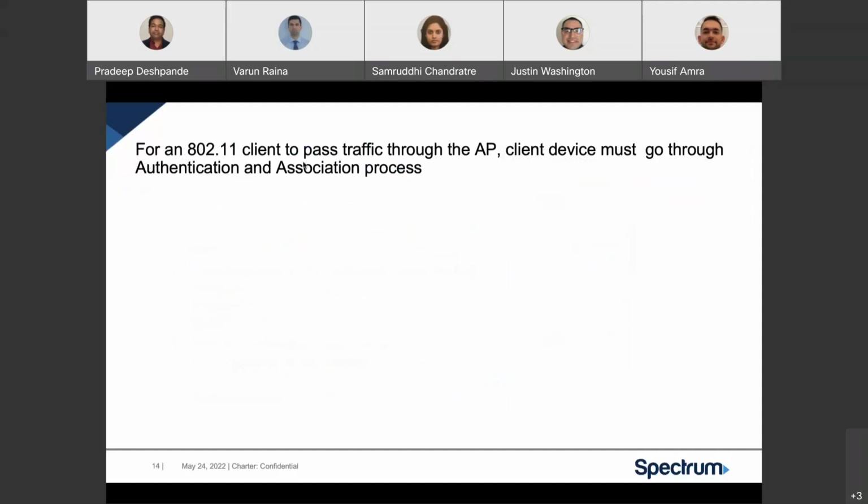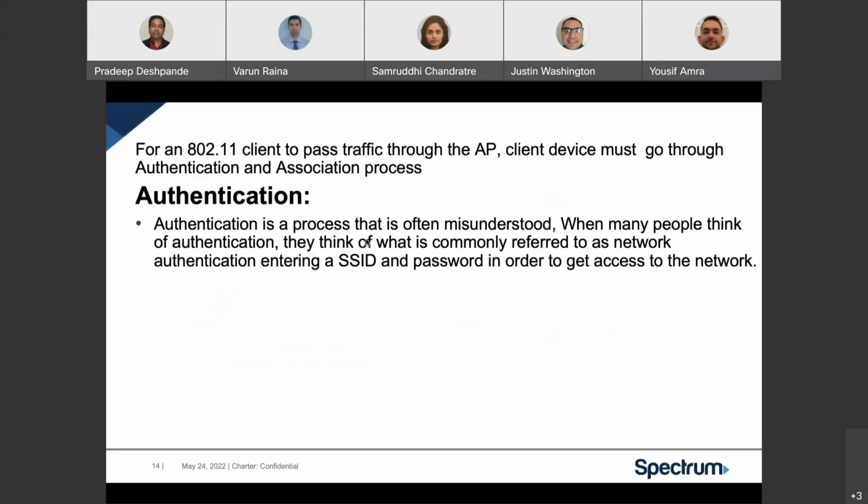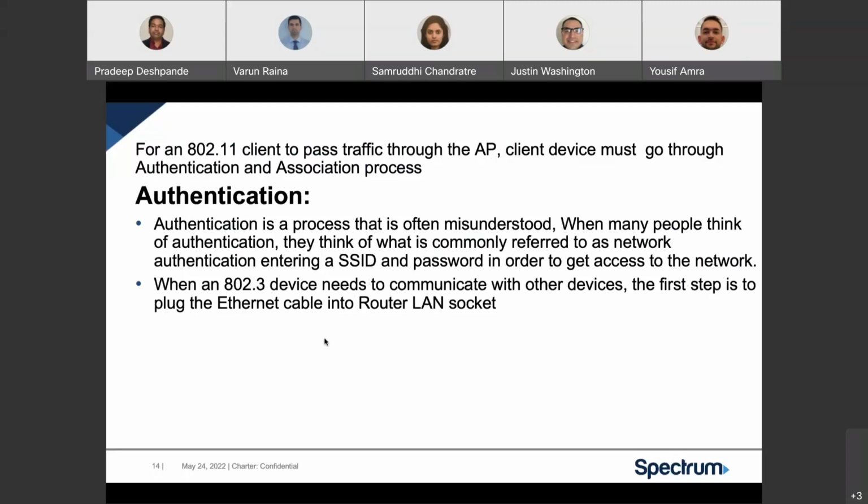For an 802.11 client to pass traffic through the access point, the client device must go through the authentication and association process. So what is authentication and what is the association process? We will learn in a second. The authentication process is often misunderstood. Many people think of what is commonly referred to as network authentication, entering the SSID and password in order to get access to the network. This is not it. Authentication is not just entering the SSID and password; there are a few other things involved in that.